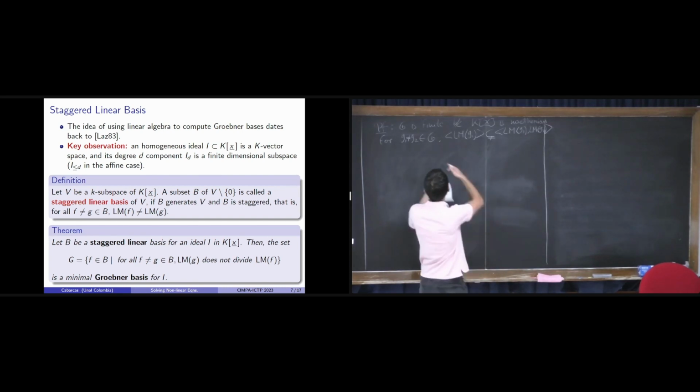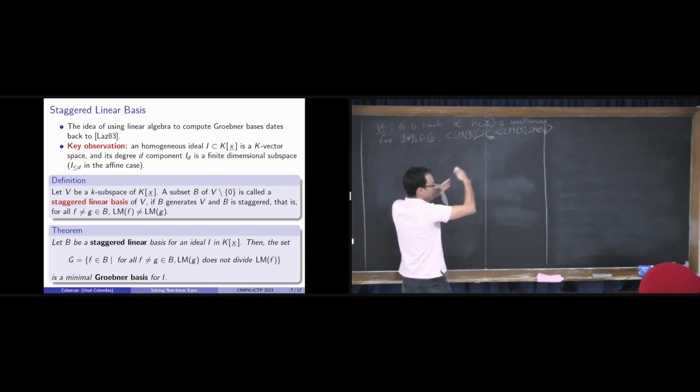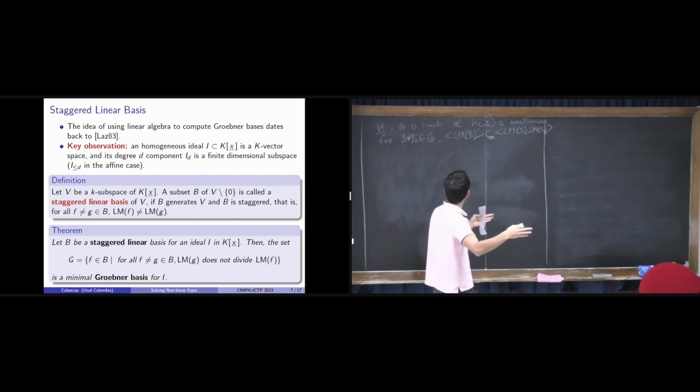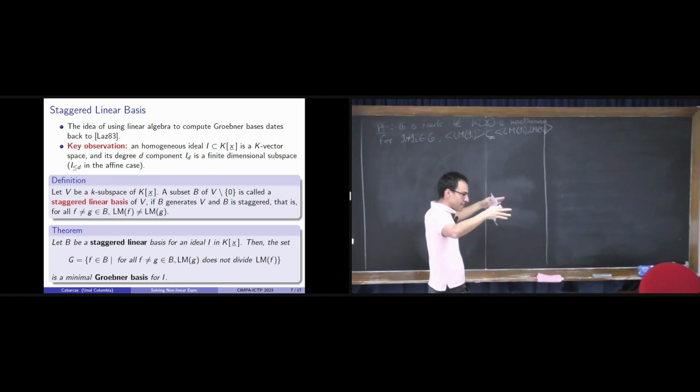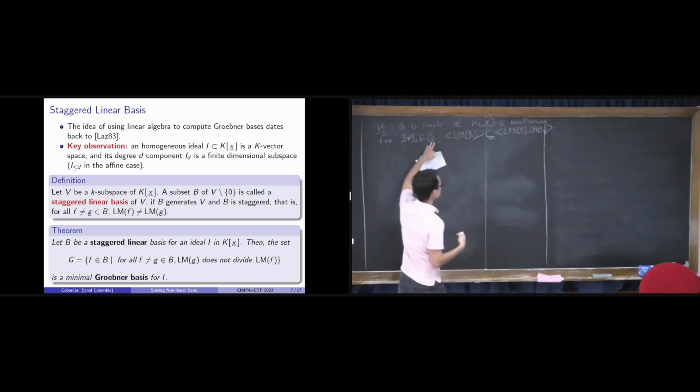So if you start adding one at a time of this G as leading monomials to the ideal, you're going to get strictly increasing ideals, and this cannot go forever. It has to stabilize, and therefore G must be finite.